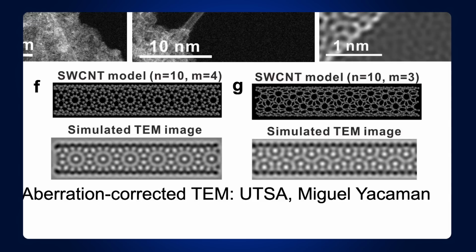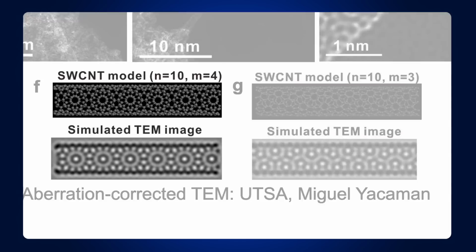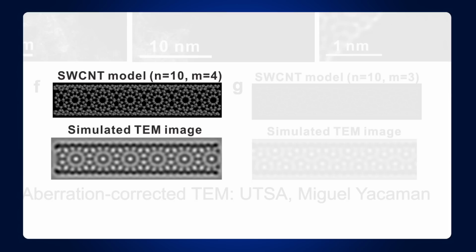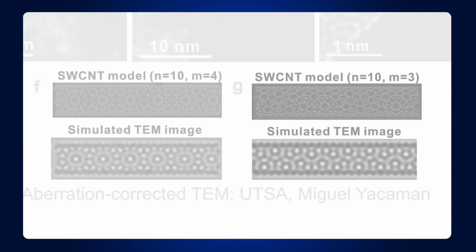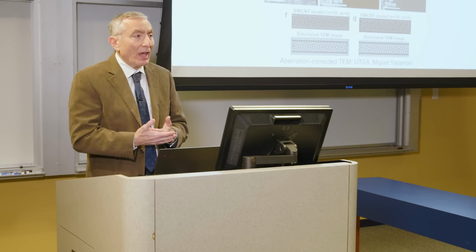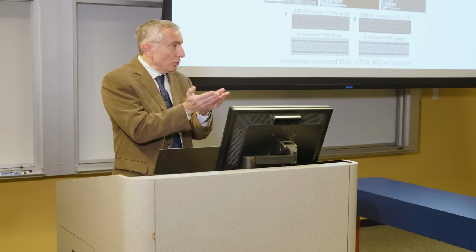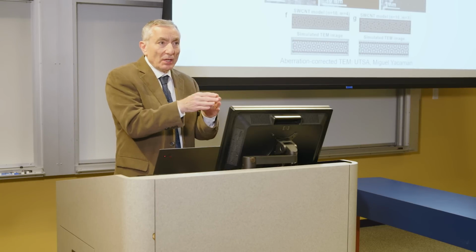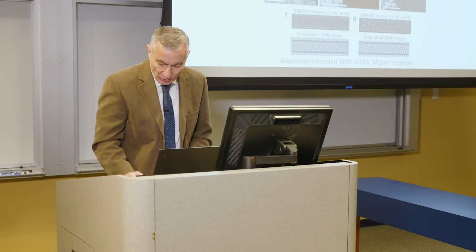So here's the simulation. From the simulation, you can tell that this is a 10-4 tube because you see how this has this sort of pattern. If you had a 10-3 tube, it would give this pattern. So from the moire pattern, you can model this, and then you know what type of tube you should have. And that tells you how much this tube is twisted, and the twist in it that made that tube.